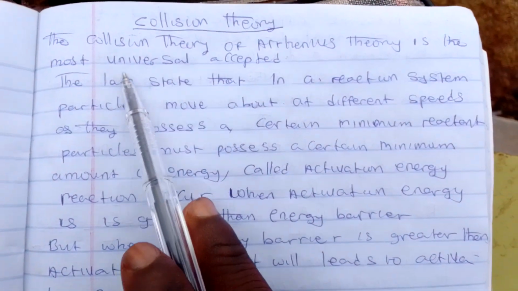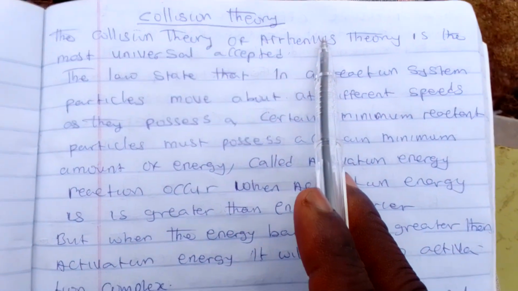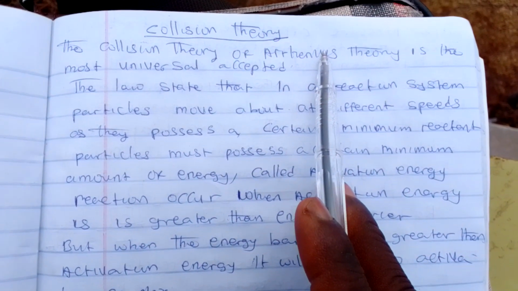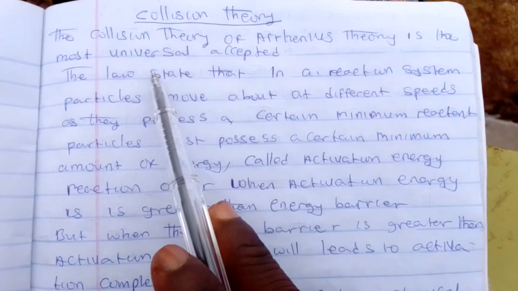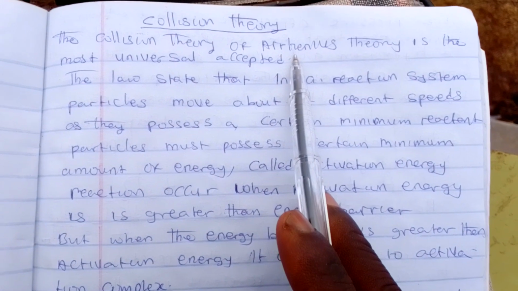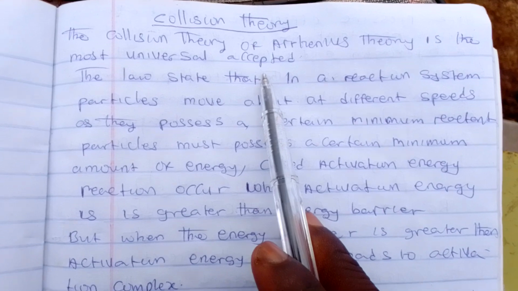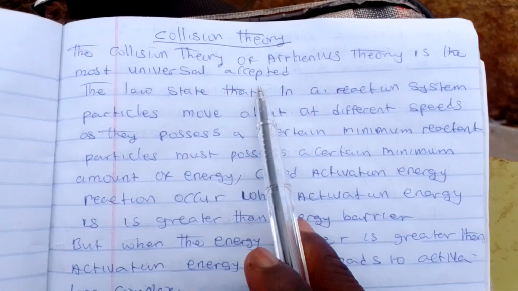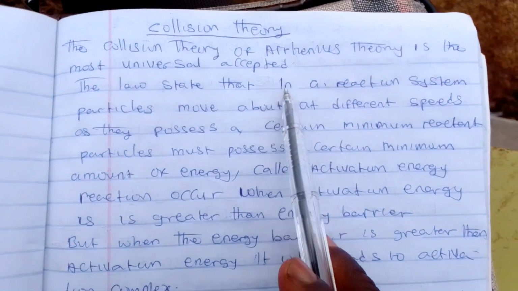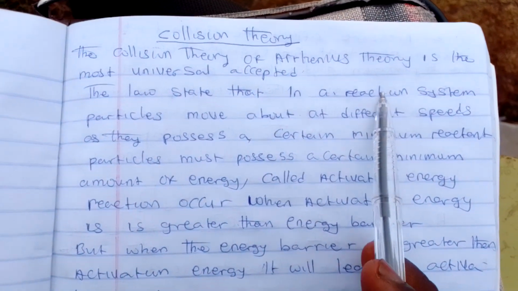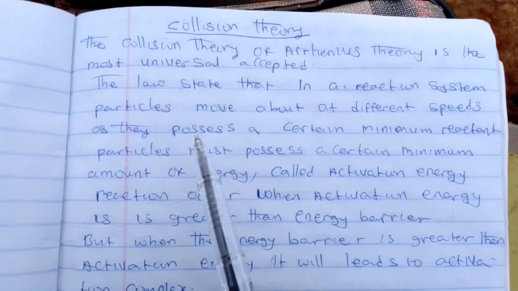We said collision theory is the collision theory of Arrhenius. It means the person that stated the collision theory is called Arrhenius. We have it here that the collision theory of Arrhenius is the most universally accepted. It means they accept this particular theory in the whole universe.